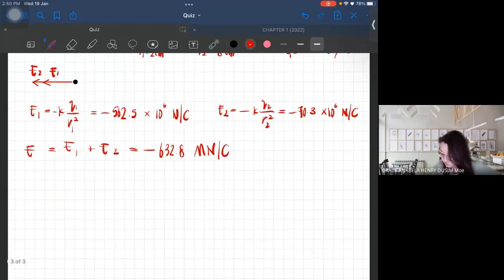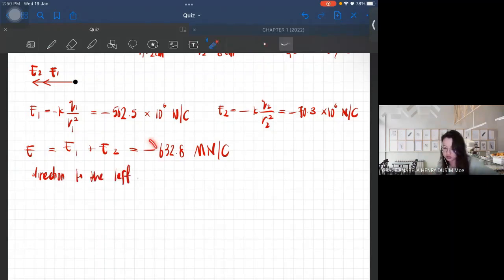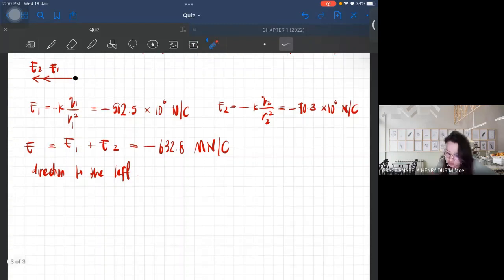Itu je. Oh, the direction? Direction is to the left. Okay. Why is it to the left? Is because there is a negative sign there. Okay. Now question B.